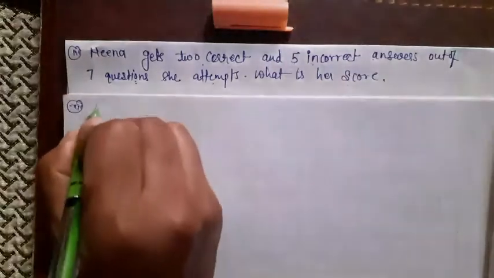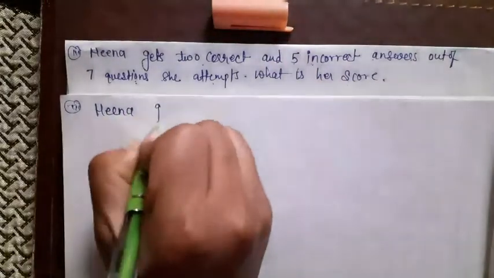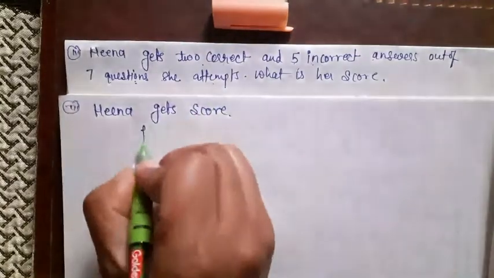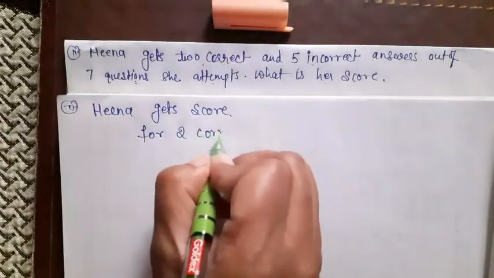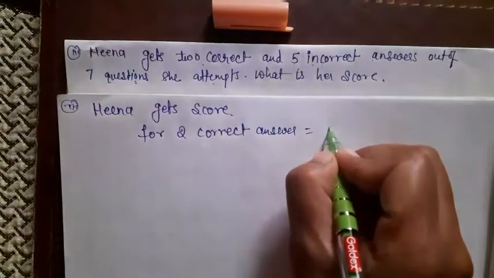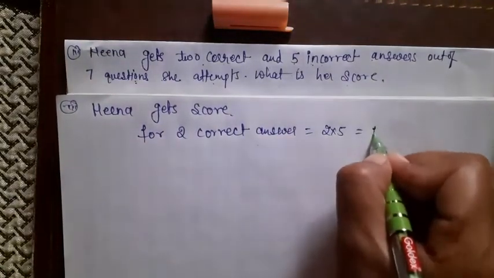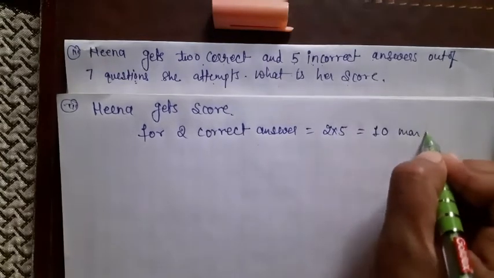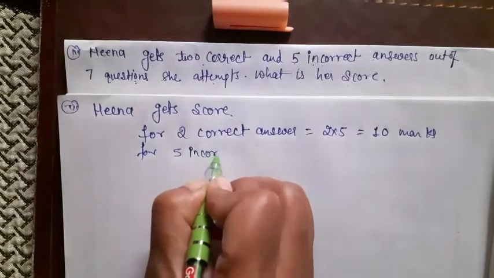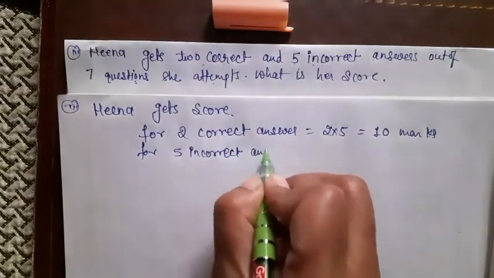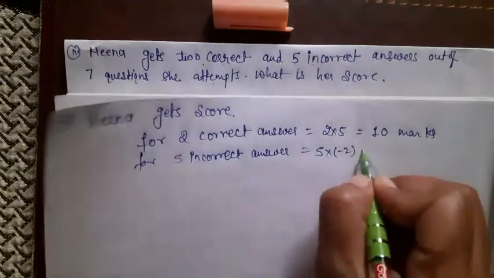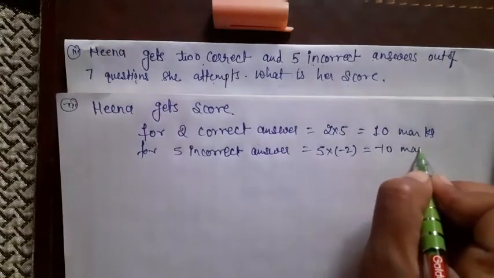So Hina gets score for 2 correct answers, means here 2 multiplied 5, so she gets 10 marks, and for 5 incorrect answers, so here 5 multiplied minus 2, so the answer is minus 10 marks.